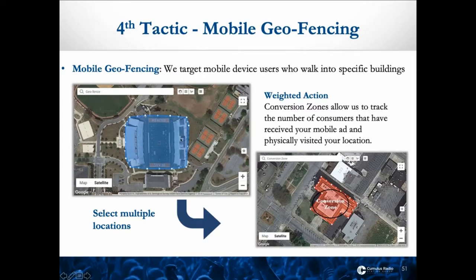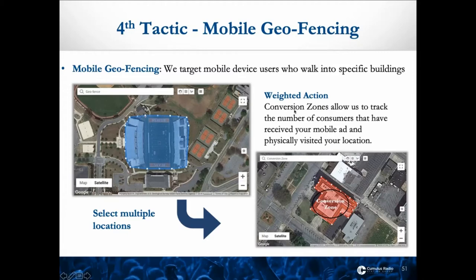So what we do is when somebody enters a geofence, they get served an ad. They don't even have to click on it. They get served an ad. And then after that, it could be that day, the next week, we still have that device ID. So when they enter the conversion zone or your business, we count that as a weighted action. Some people call it a foot traffic attribution. We call it weighted action. They all mean the same thing.